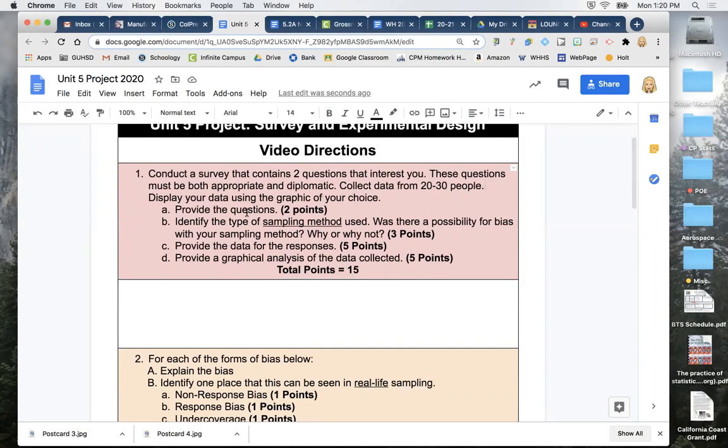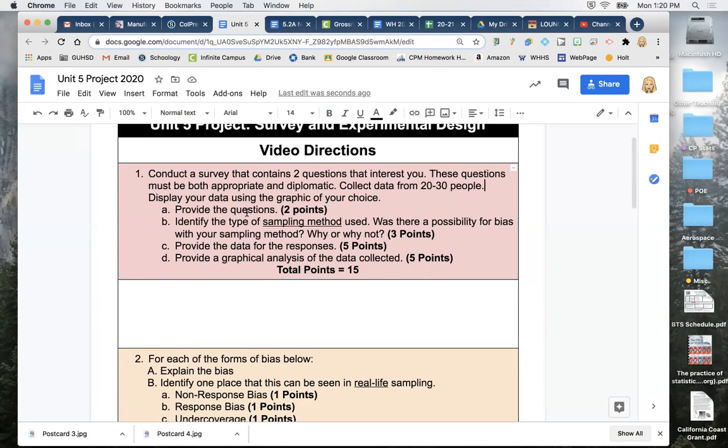You're going to, in B, identify the type of sampling method used. Was there possibility for bias in your sampling method? Why or why not? I'm assuming that you will probably not be doing necessarily a simple random sample. So there probably is bias, as long as you put in here what the bias is that happens with your sampling method, whether it's voluntary response or convenience sample. However you do that, you need to identify the bias that goes with it.